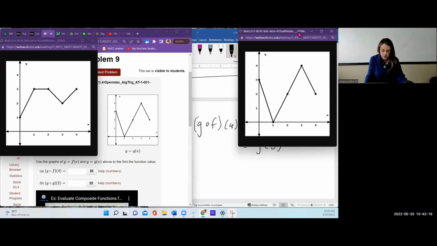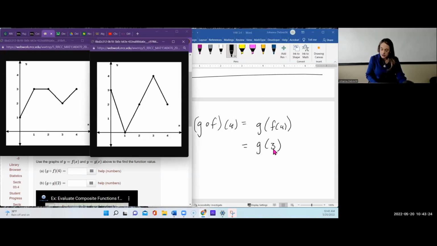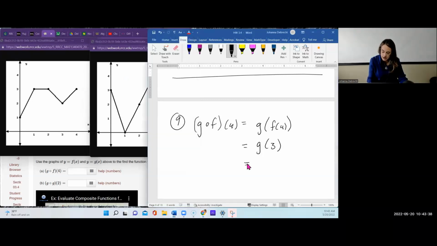When I look at this graph, which is the graph of g of x, I know I want to go to where x is 3 and find the y value. Remember, notation replaces the y variable. So this means go to 3 for x and find the y value, which would be 4. So this turns out to be 4. What about g of g of 2?